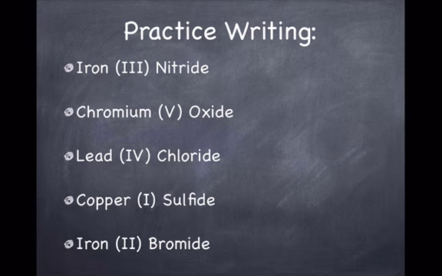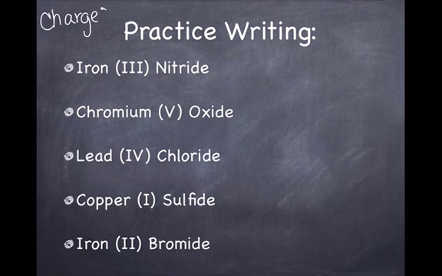So let's practice going the other direction. If I'm given the name, I need to remember that charges must cancel. So trying to get to 0 again. It's nice when you're given the Roman numeral because you automatically know the charge. A lot of people mess up this way. They forget that this is the charge. They think it's the subscript, so they would want to write this as Fe3N. Remember, that is not the case.